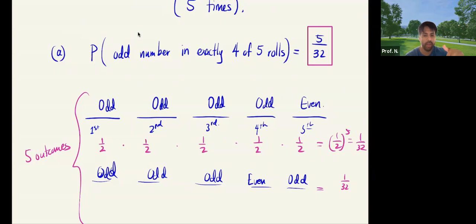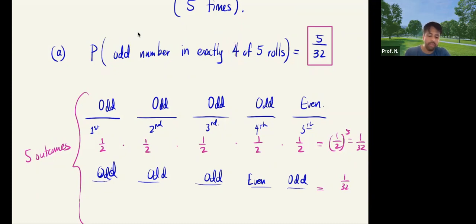This is the most direct way, because whenever you see the word exactly, you don't have to worry so much about complementary counting. Complementary counting comes up when you have the words at least or at most. If this said, find the probability of having an odd number in at most 4 of the 5 rolls, then you would have to consider 4 of the 5 rolls being odd, 3 of the 5, 2 of the 5, 1 of the 5, 0 of the 5 rolls being odd. That's a lot of work.